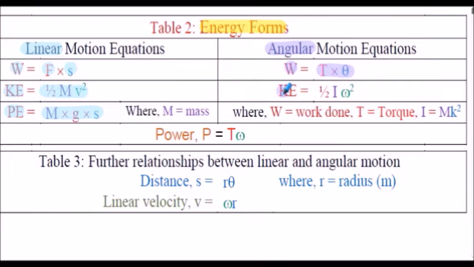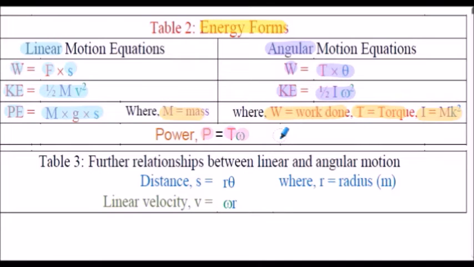The kinetic energy is a half I omega squared. And be aware of the other quantities. m is mass, W is the work done, T is the torque, I is mk squared. In some questions we'll be determining the power requirements. P is the torque multiplied by the angular velocity in radians per second.